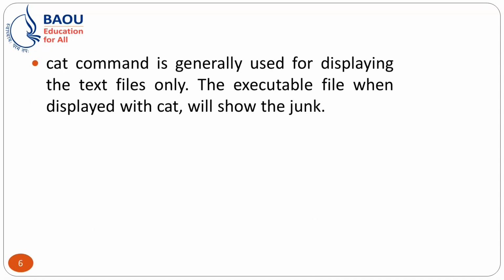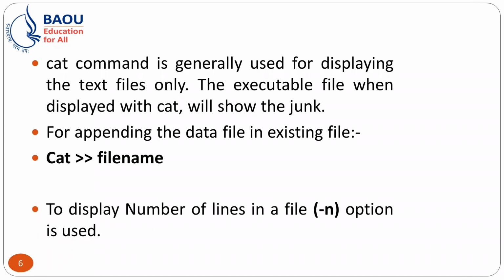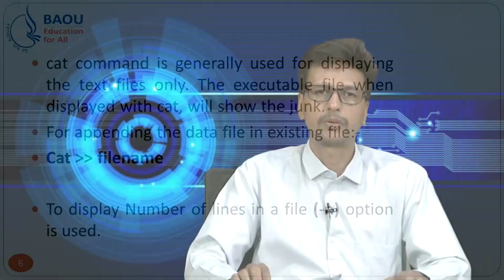Now we are moving on to the next thing. The cat command is generally used for displaying text files only. For executable files, suppose you are trying to see the contents, then you can see some junk, some garbage values, right? Double greater than sign, as we have discussed, is used if you want to append the contents. Now another option is n. If you use this n option with the cat command, you can see the line number of each sentence in that particular file, right?